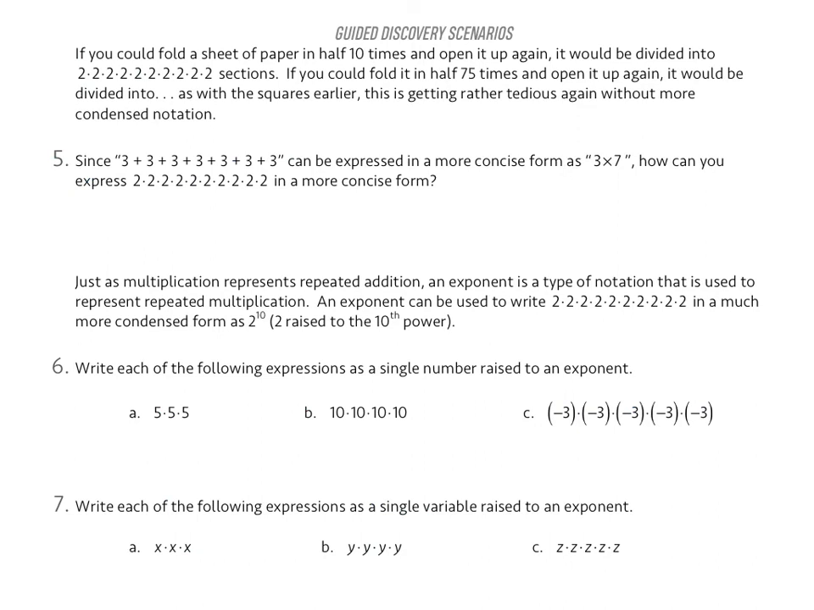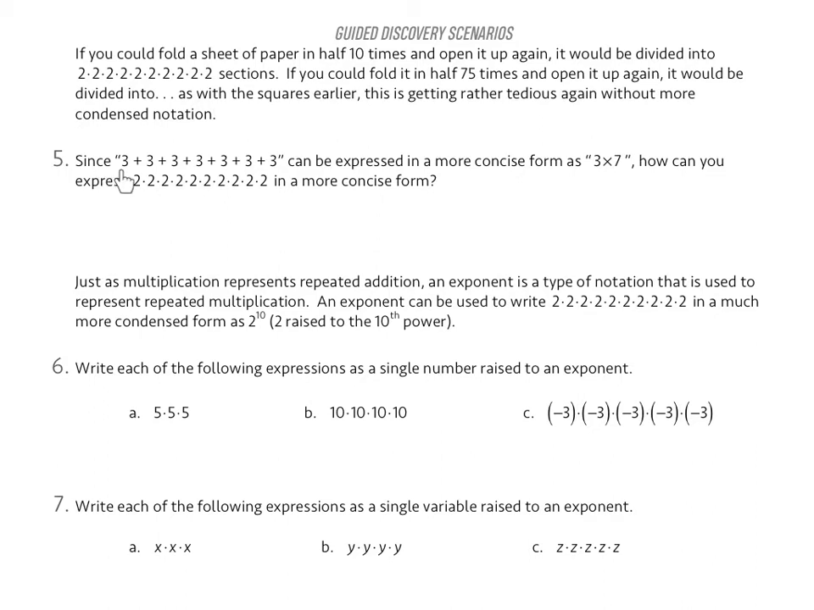If you could fold a sheet of paper in half 10 times and open it up again, it would be divided into 2 times 2 times 2 times 2 times 2, 10 of those 2's sections. If you could fold it in half 75 times and open it again, it would be divided into... As with the squares earlier, this is getting rather tedious again without more condensed notation.